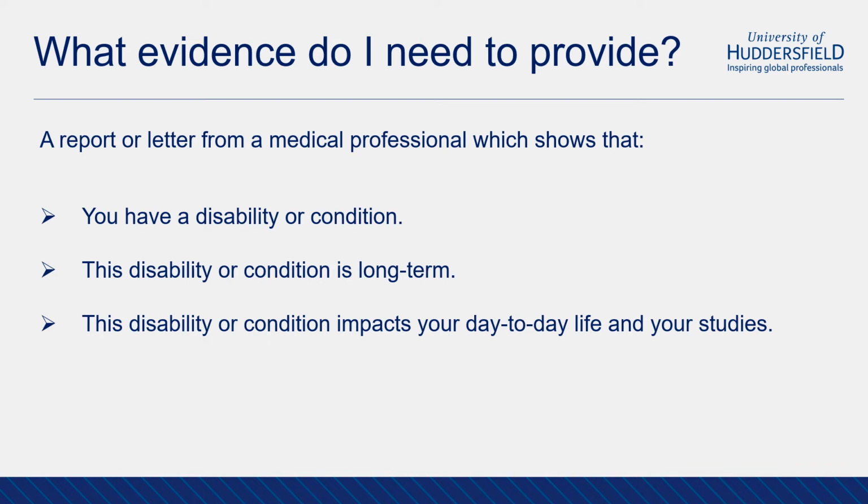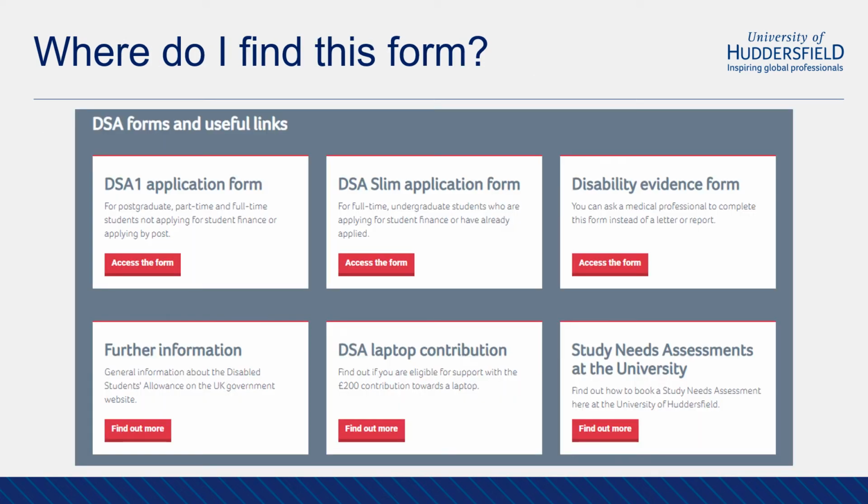If you are unsure about what is considered a disability, this information is provided on Step 1 of the step-by-step guide. There is also a simple and straightforward DSA disability evidence form, which you can ask the medical professional to complete instead of a report or letter. You can access this form on our Useful Links page.